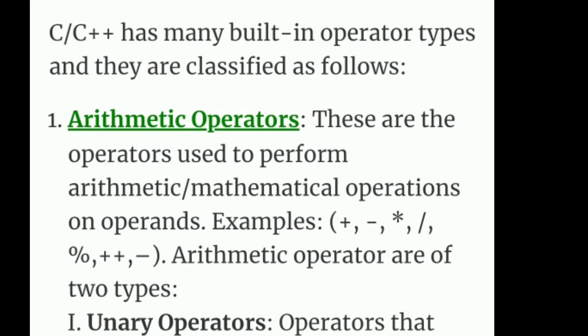You have some logical operators: double ampersand, logical or, logical not. Logical and is true only if all operands are true. Logical or is true only if either one operand is true. Logical not is true only if the operand is 0.